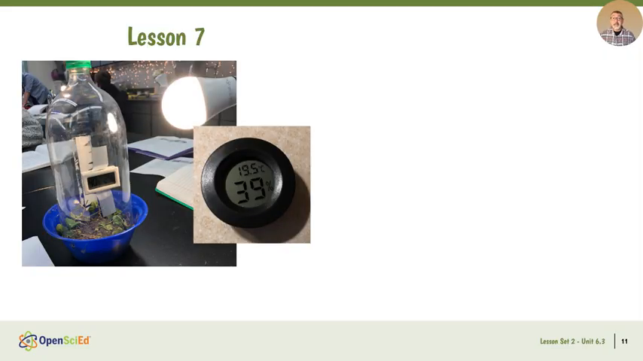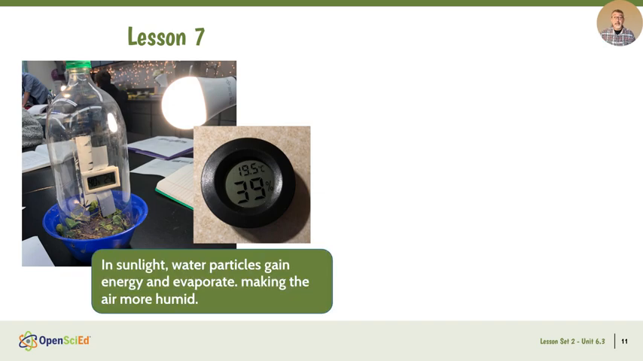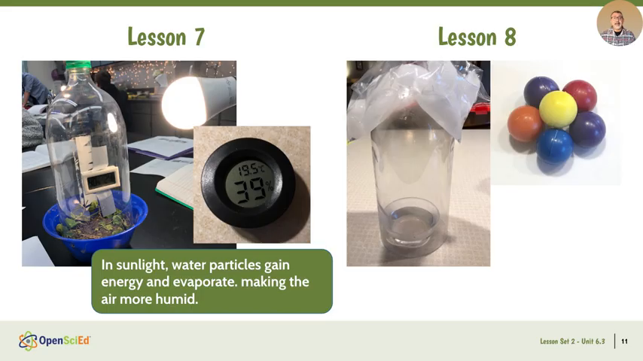We begin the next lesson set with lesson number 7, in which we design a bottle system that incorporates humidity probes to investigate where the water in the air is actually coming from. We figure out that when water particles on surfaces gain enough energy, they leave the liquid form and become a gas through evaporation. Now we're wondering what happens to the water in the air as the air rises up and eventually cools.